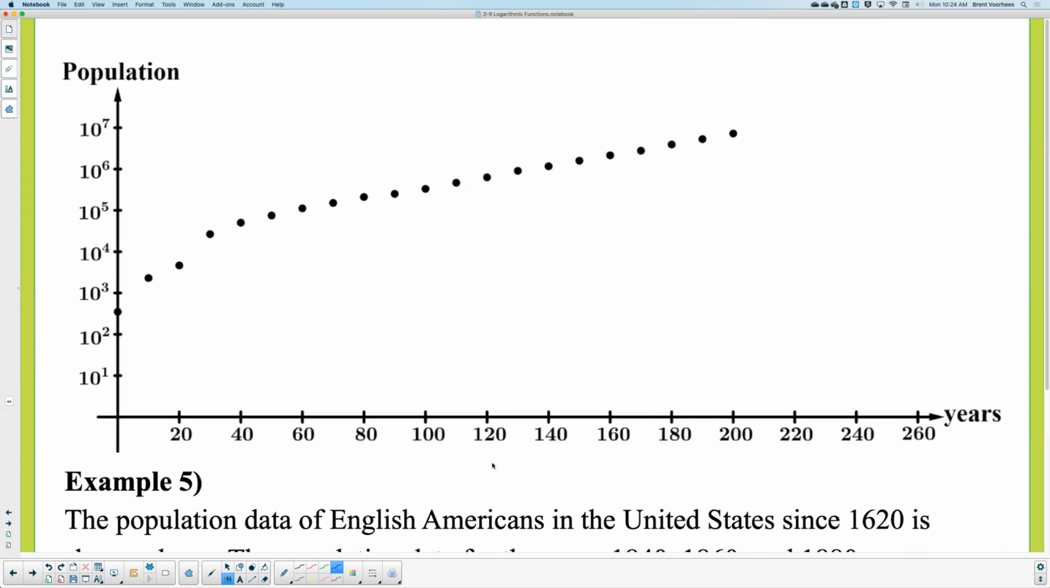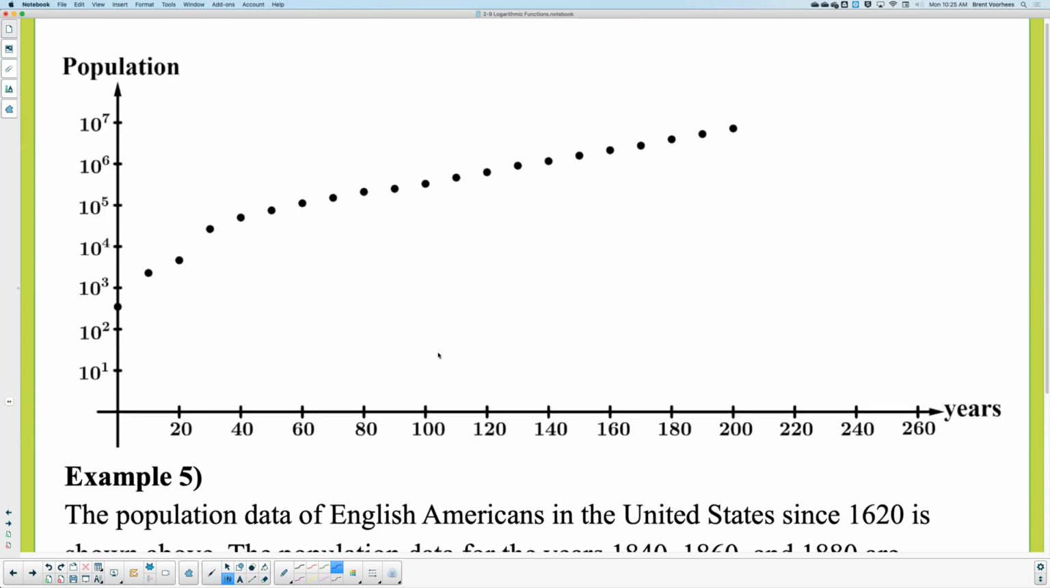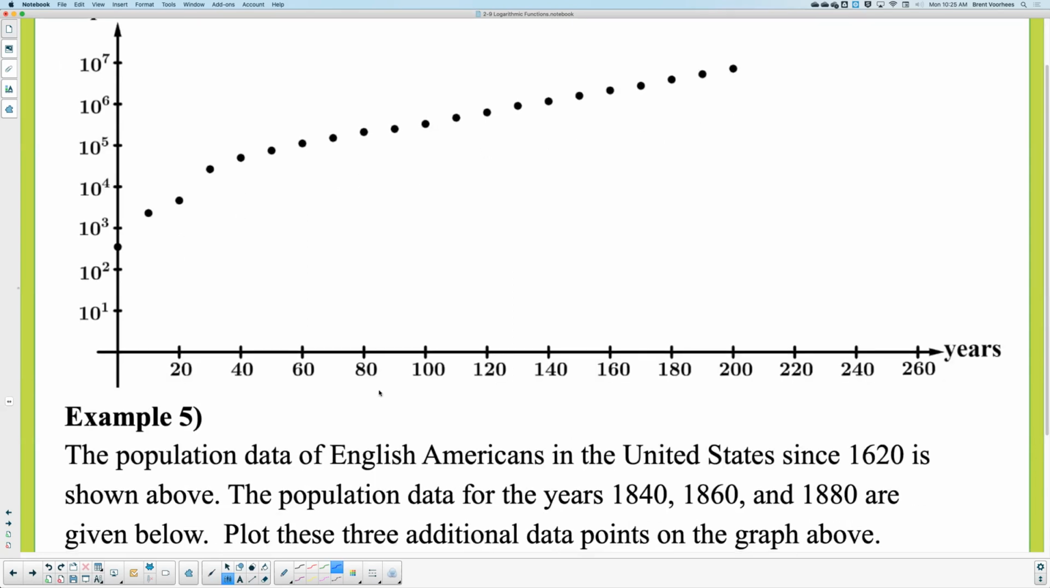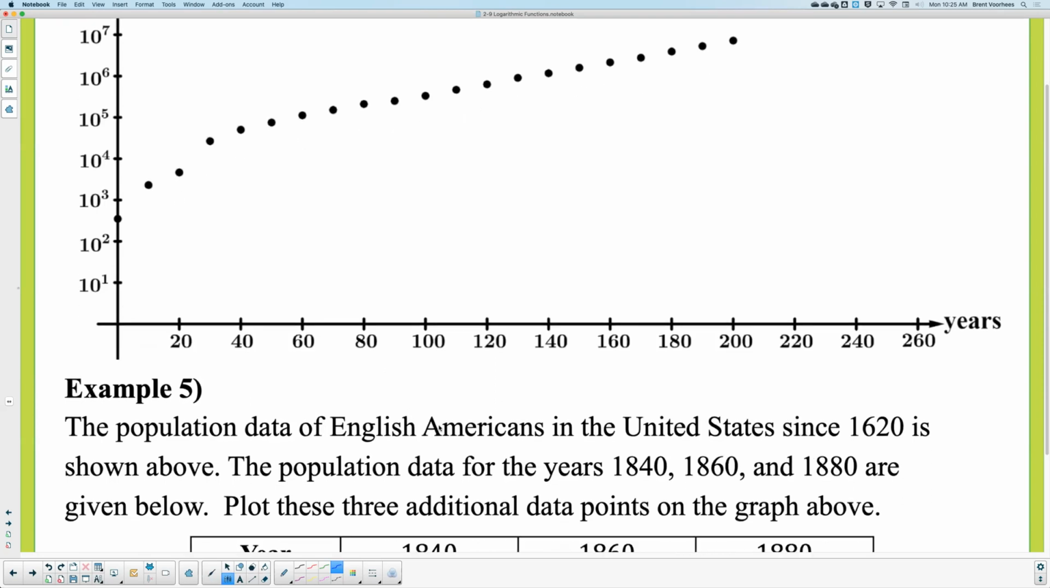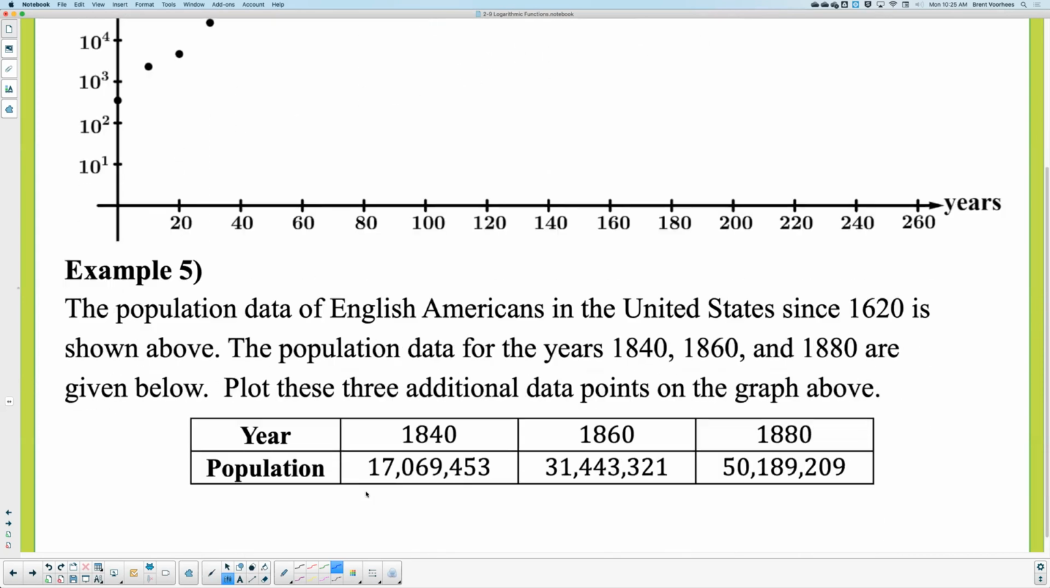It says here, Example 5. The population data, all right, once you flip over. The population data of English Americans in the United States since 1620 is shown above. The population data for the years 1840, 1860, and 1880 are given below. Plot these additional data points on the graph above.